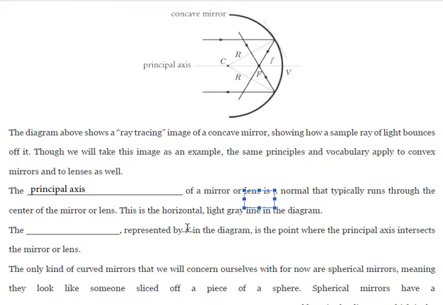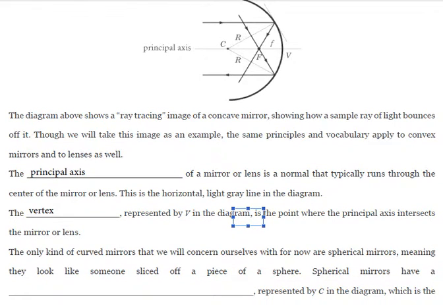The next thing, represented by the letter V in the diagram, is the point where the principal axis intersects with the mirror or the lens. Right here at point V, we're going to call that our vertex. So the principal axis runs into the mirror right here at the vertex.